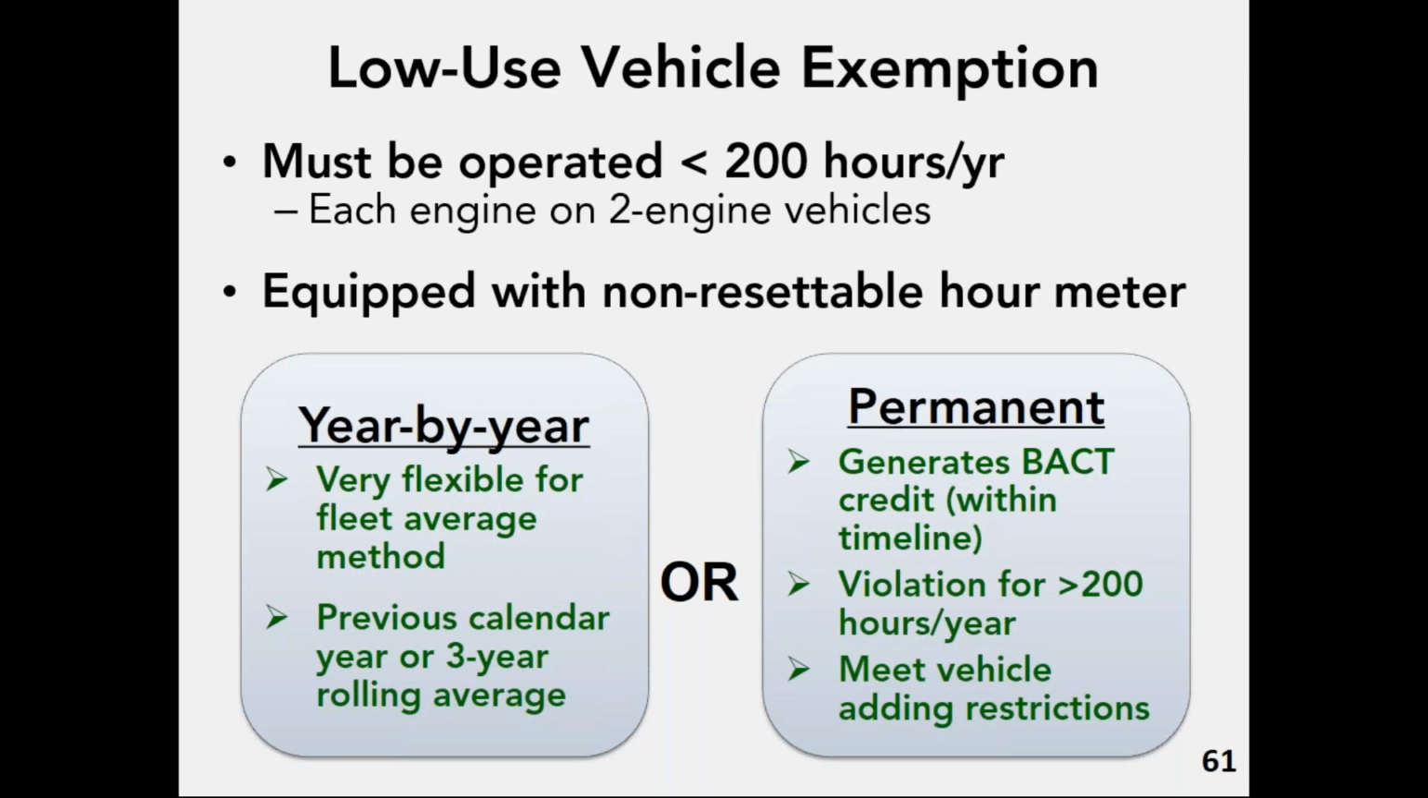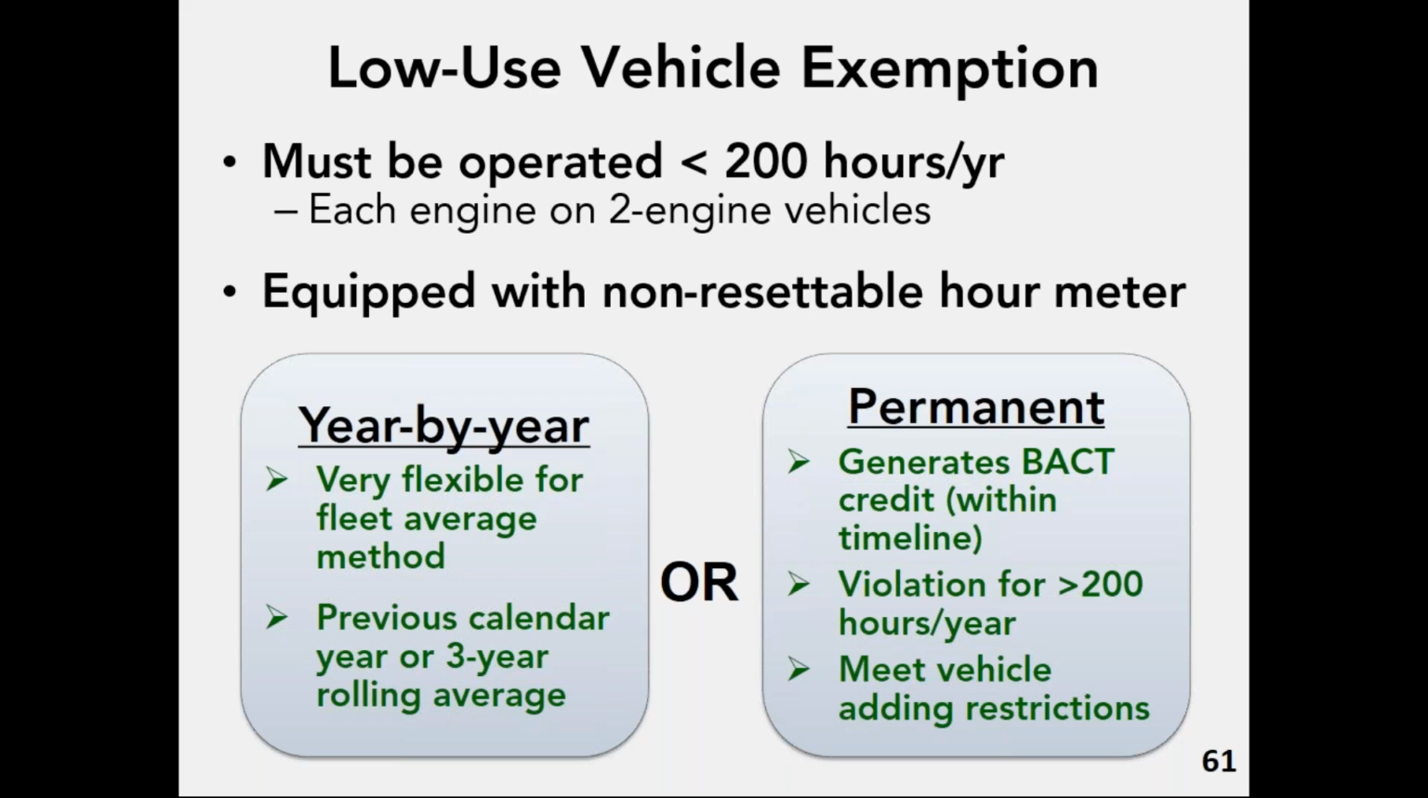We'll actually take the previous 3 years and have a rolling average of those years. If you used the vehicle, let's say, 250 hours one year, 100 hours the next year, and 205 the year after that, that vehicle is still compliant even though it went over 200 hours a couple of times, because it's a rolling 3-year average. If you go over the rolling 3-year average, so if you're over the 200 hours for the 3 years, that vehicle goes back into your fleet. It does affect your fleet average, but the tier ban doesn't apply and there's no citation.